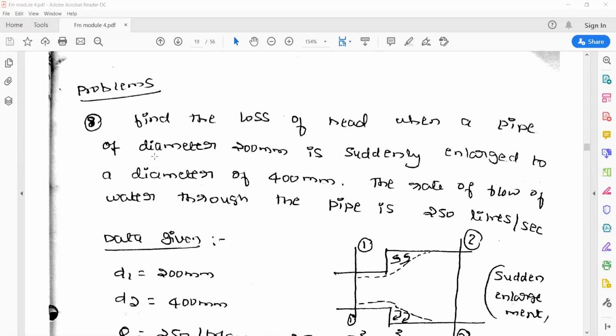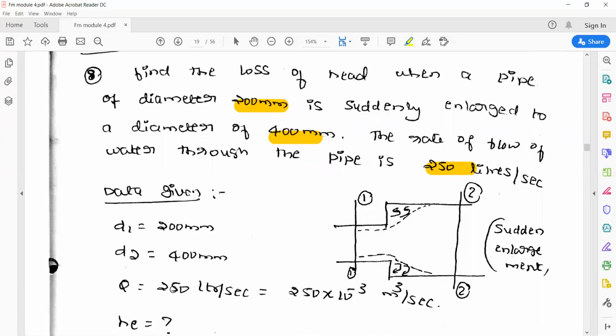Coming to the first numerical: find the loss of head when a pipe of diameter 200 mm is suddenly enlarged to a diameter of 400 mm. So the diameter is getting increased from 200 mm to 400 mm. There is sudden enlargement, right? D1 is equal to 200 mm and D2 is equal to 400 mm. The rate of flow of water through the pipe is 250 liters per second. Rate of flow of water in the sense of discharge. So the discharge of water is given as 250 liters per second.